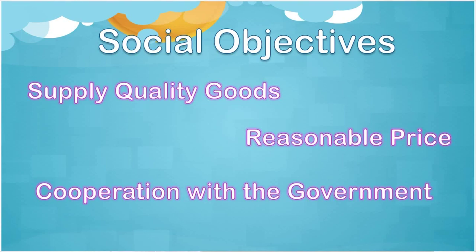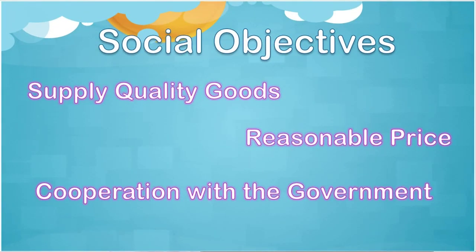Then we can discuss here the social objectives of business. Number one, supply quality goods. A business has to produce standard quality goods which will satisfy the need of the consumers. Without good quality products, the business cannot run in the long term. At the same time, it has to charge reasonable price from the consumers. The economic aim of the business is to earn profit, but earning profit is not permitted by charging exorbitant prices for the products. So the pricing strategy must be reasonable so that business can earn profit, but at the same time it can serve the social objectives by keeping the price at a reasonable level.